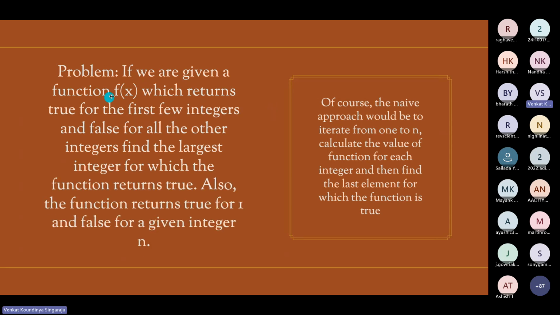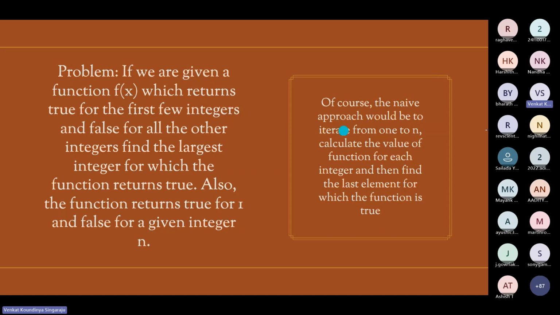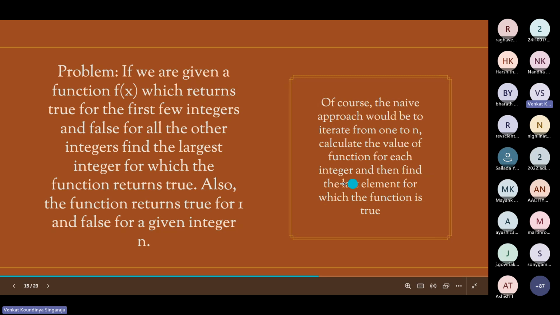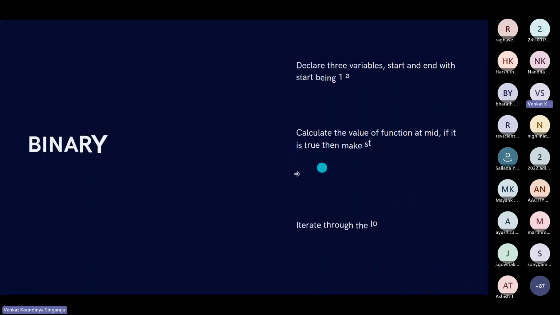So let's say we are given a function f of x which returns true for the first few integers, let's say until a given integer k, and for all the integers greater than that k, it returns false. Also we know that the function returns true for 1 and it returns false for a given integer n. N is known to us. So of course, the naive approach would be to iterate from 1 to n and calculate the value of the function for each integer and then find the last element for which the function is true. So what is the binary search approach?